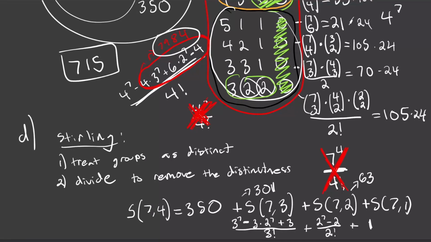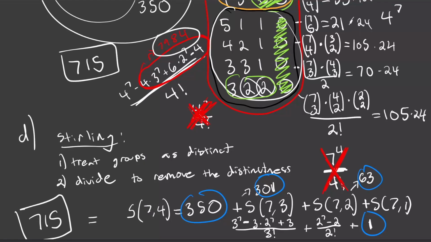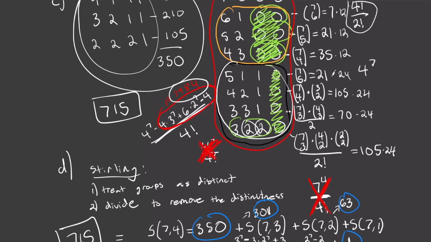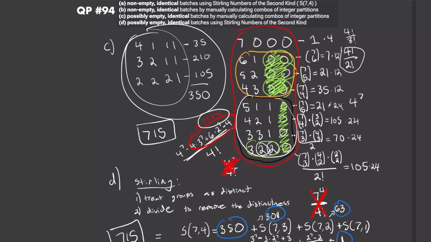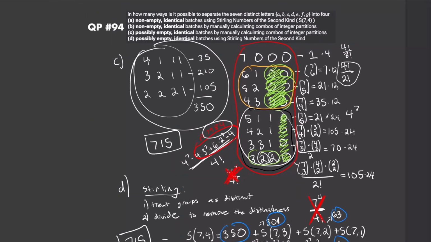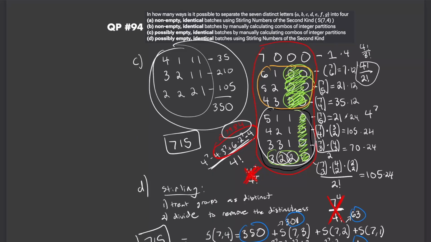And then when I add all of these numbers up, 350 plus 301 plus 63 plus 1, I'm going to get exactly 715, which is exactly what we expect. So there it is. That is everything you'll ever need to know about Stirling numbers of the second kind. We worked through a lot of subcases, and I'm sorry if it got a little bit convoluted, but after you solve this problem, you should know Stirling numbers in and out.